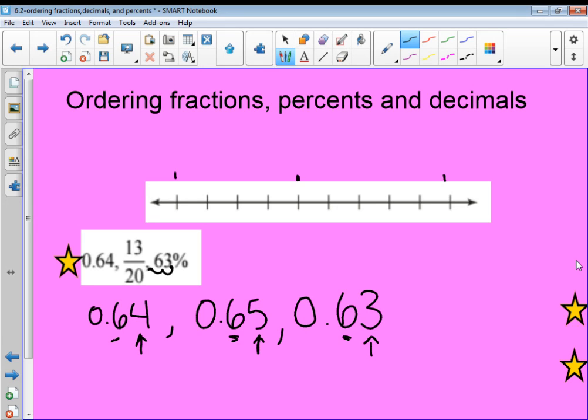So my 63 hundredths, or my 63%, I'm going to put 0.63, and then in parentheses, I'm going to remember that was the 63%. Same thing for my 0.64, that was its original form. And then 0.65, or in parentheses, that was my 13 twentieths.